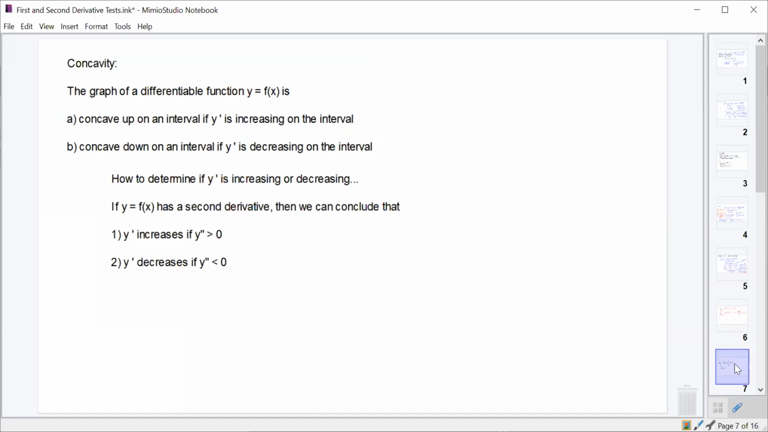Yeah. So when we talked about concavity the other day, I think we just mentioned like this is concave up and this is concave down. And did we talk about the second derivative at all or no? No, we did not talk about the second derivative. We did not. Okay.